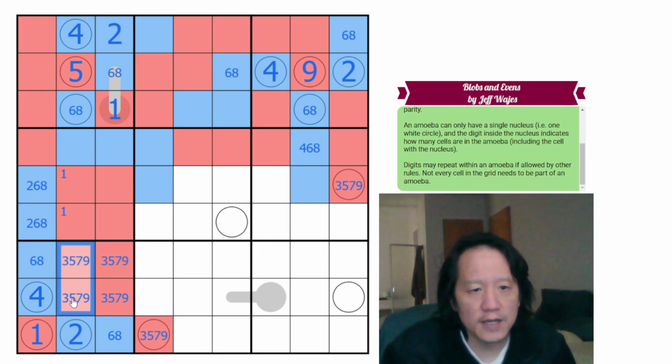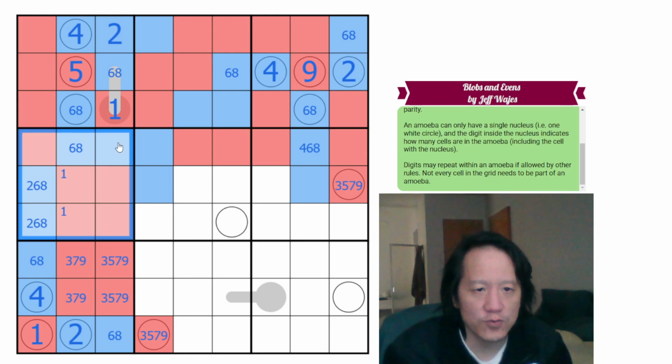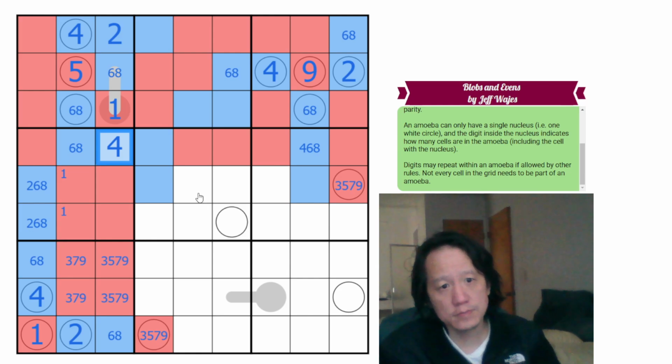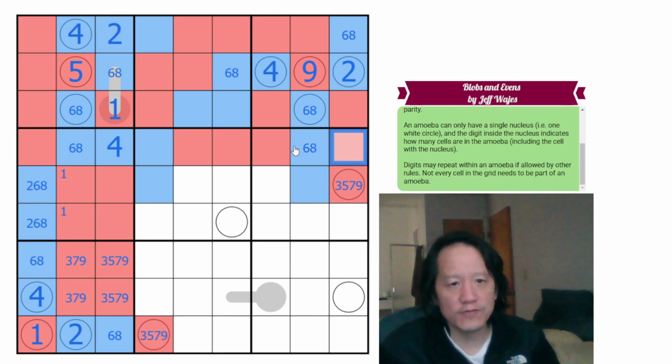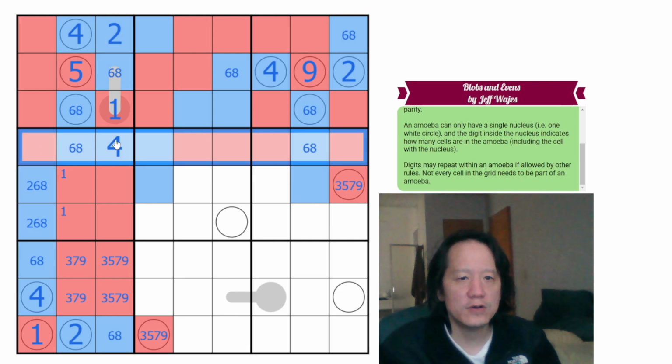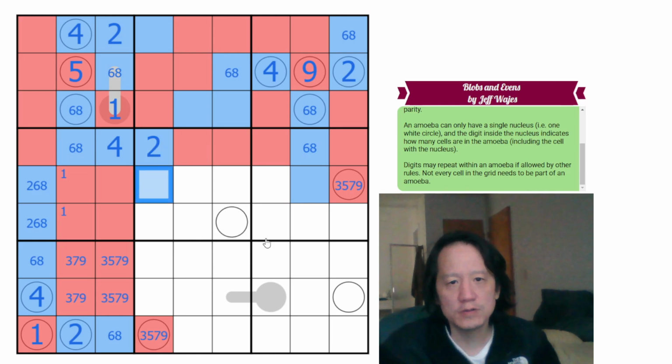Let's see. This cannot be 5 anymore. So this is 6 or 8. We have a 2, 6, 8 triplet in box 4. So what is this? This has to be a 4. So this cannot be 4. We have a 6, 8 pair in row 4. So where is a 2? It can only be an even, so therefore it has to be that one.